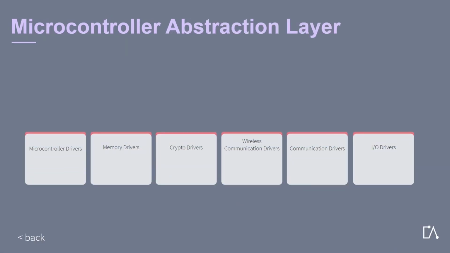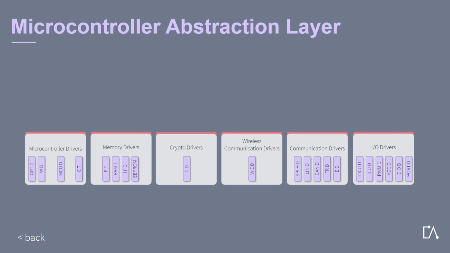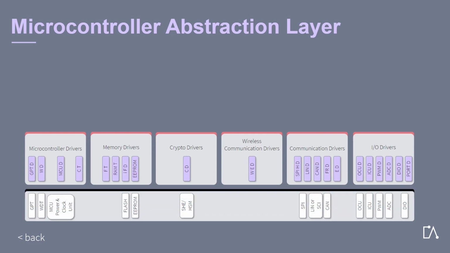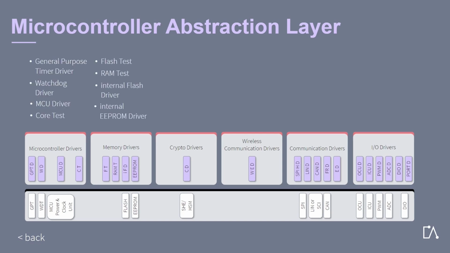The microcontroller abstraction layer is divided into six module groups, which group software modules of similar type. In this case, the software modules are internal drivers. A driver is a software module with direct access to peripherals. The internal peripheral devices are shown in the hardware. The module group memory drivers consists of drivers for memory-mapped external memory devices, like the external flash, and on-chip memory devices, like the internal flash and the internal EEPROM. So I hope you enjoyed this introduction on the microcontroller abstraction layer, and now we will have a look at the memory drivers.